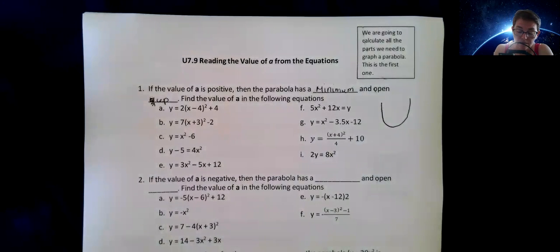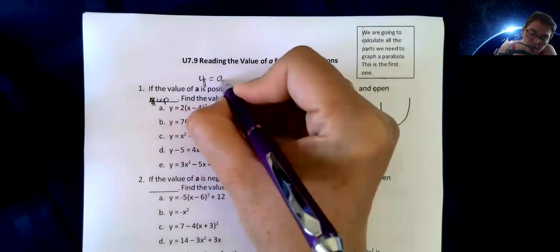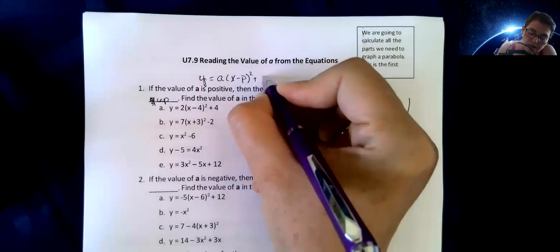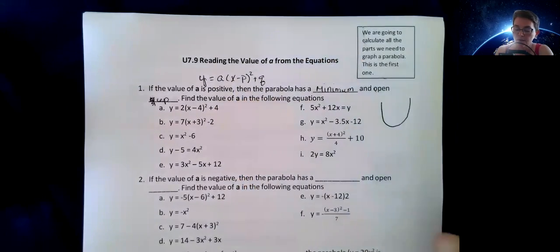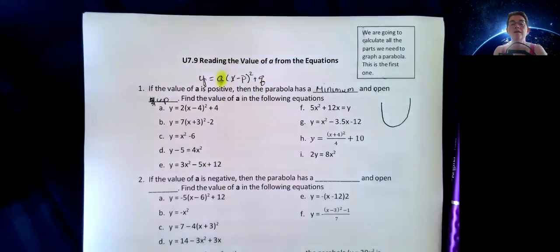All right. Then what it says is to find the value of A in the following equations. So before we do that, let's do this. y is equal to a(x minus b) squared plus q. That's what we're comparing for, and we're looking for that.